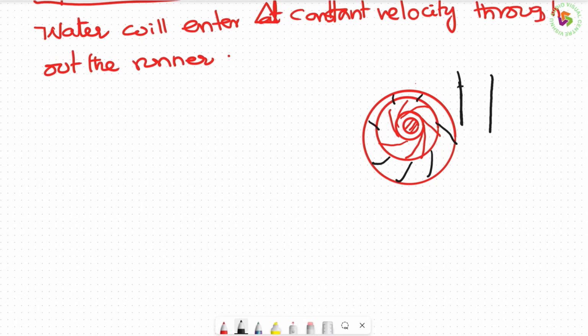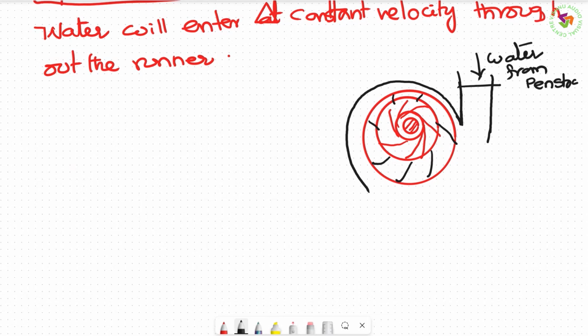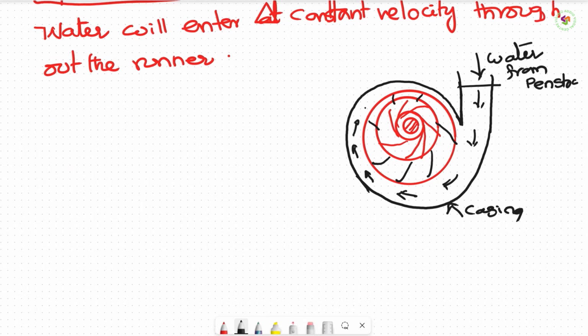This is the water from the penstock. So now you see how the area of cross section is changing. So this is the casing. Water enters from the penstock into the casing. This is how it enters. What happens to the area of cross section of flow? It decreases. It slowly decreases.